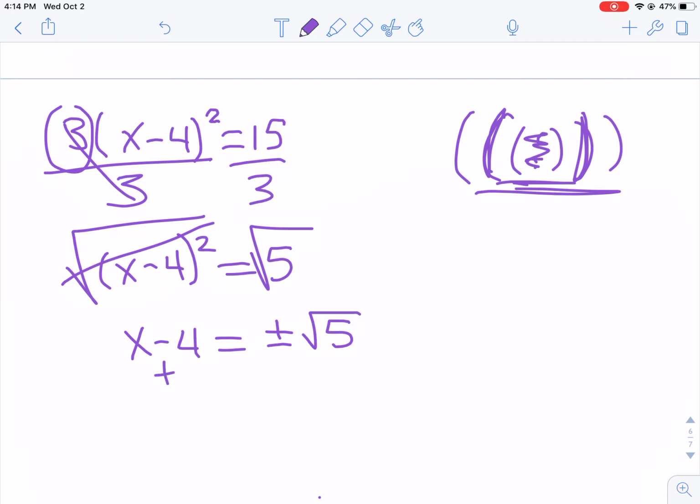Now I'm in the core, so I can add this 4 over. So this gives me x equals, we're going to put that 4 out front, so it's 4 plus or minus the square root of 5. And that's your answer.